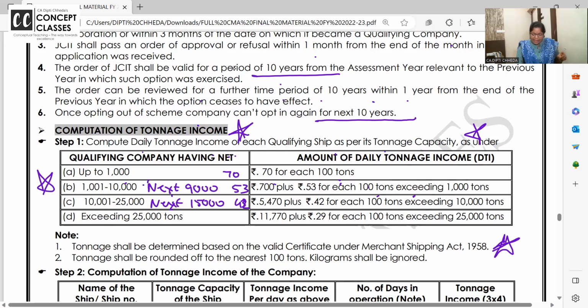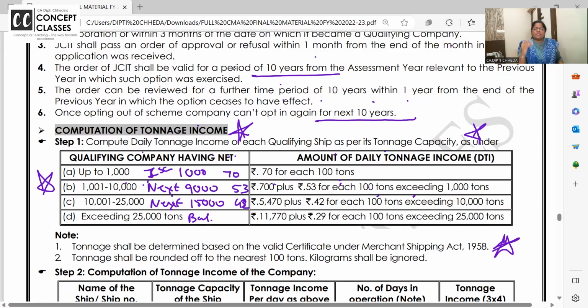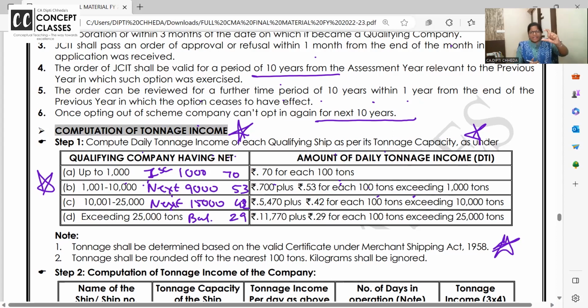This is, and exceeding 25,000, on the balance, whatever balance you have. First 1000 tons, how much income will you tell? 70. Next 9,000. Ma'am, why 9,000? 1000 to 10,000 is 9,000. 53. Beyond 10,000 up to 25,000, on 15,000 it is 42, and beyond 25,000, on the balance it is 29. This is how you have to show the income. 70, 53, 42, 29. 70 is fine.